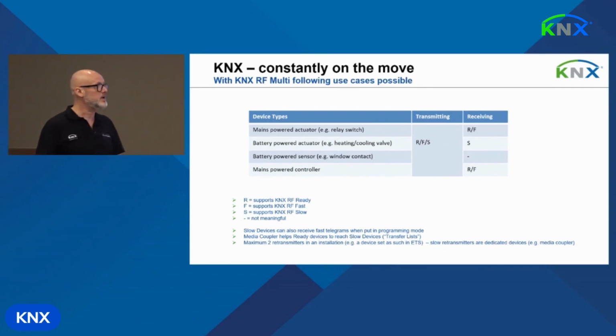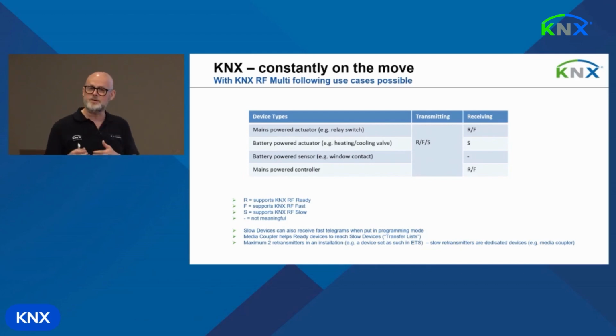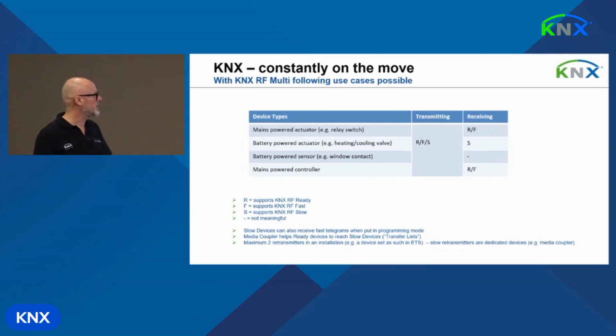On the receiving side, if they are mains powered, for instance a relay switch, then such devices shall at least be able to receive ready messages as well as fast messages. If you have a battery-powered actuator, for instance a heating or cooling valve, then on the receiving side it is allowed that these only support slow channels in order to save energy on the battery they use. And a mains-powered controller, because it is mains powered, should be able to handle ready as well as fast.